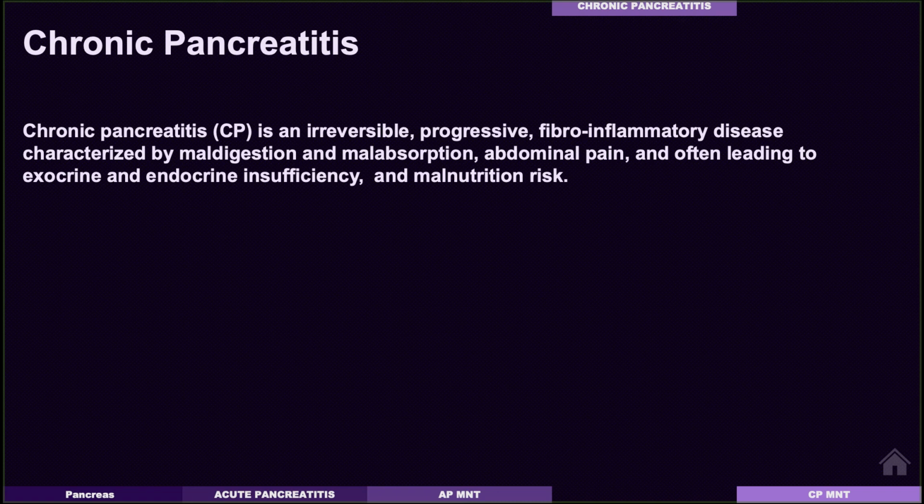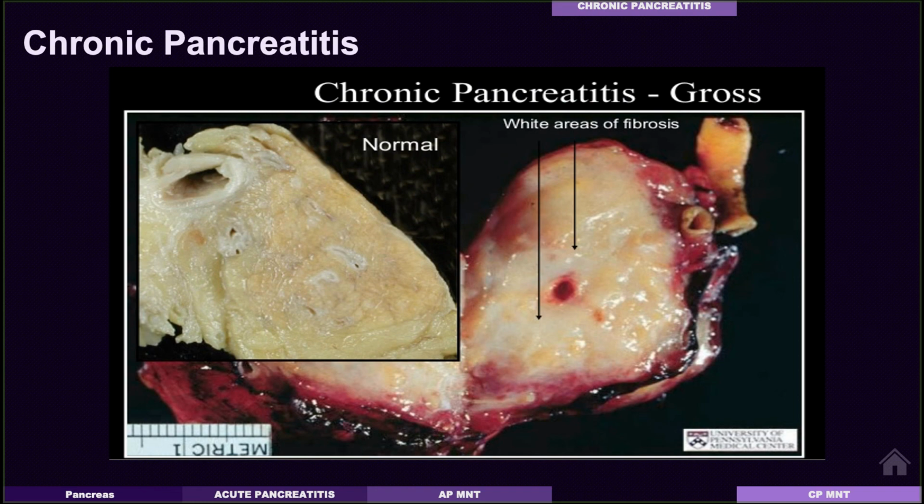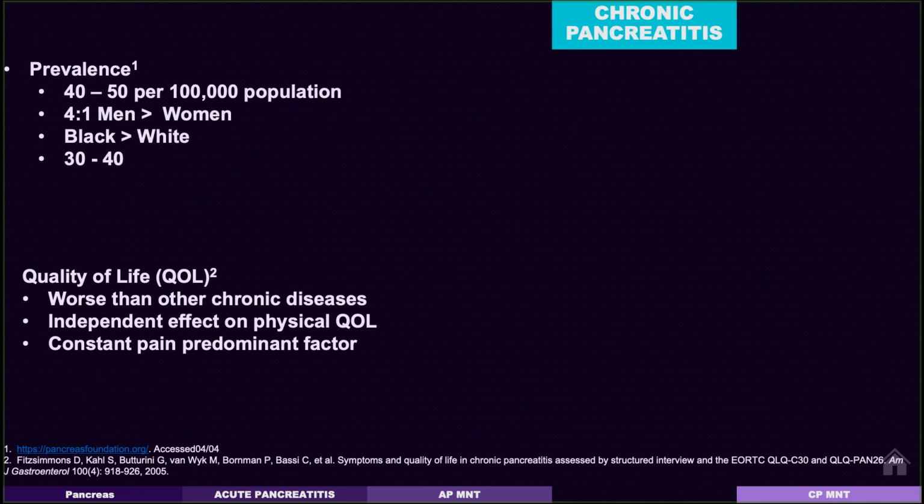This next slide compares a normal pancreas to a diseased pancreas, and if you look at the one on the right, you can see all of the white areas are fibrosis. This is where we see this destruction of tissue. The prevalence of chronic pancreatitis is 40 to 50 per 100,000 persons. It affects men more than women at a ratio of 4 to 1. We see it affecting more black people than white people, and it typically develops between the ages of 30 and 40.